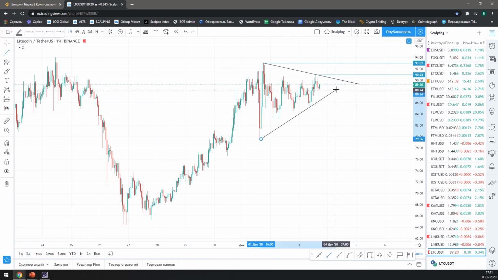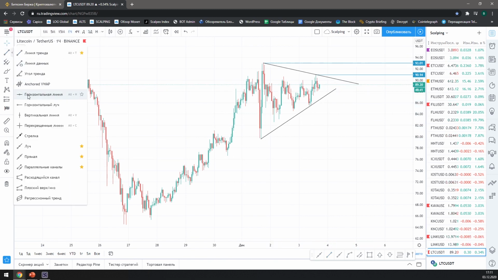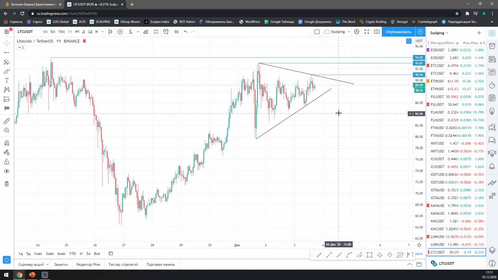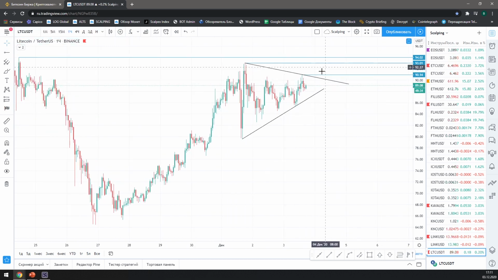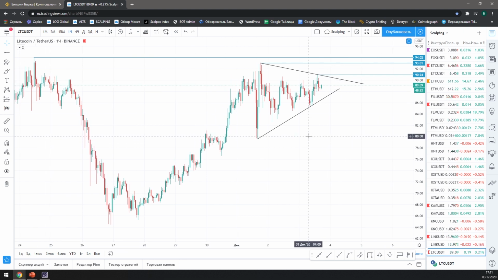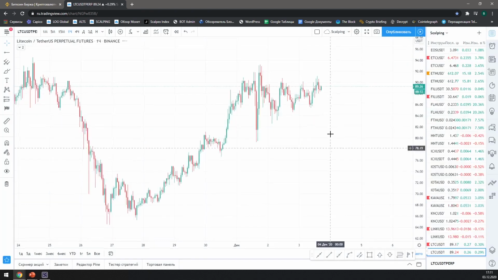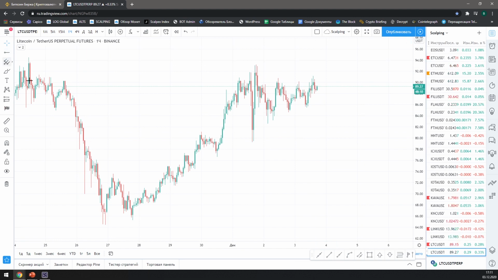So why not try to break these highs? So we have a possibility to break through this dynamic resistance and these levels. So here, after you highlighted the main instruments, you have to go to the futures and do all the same things.